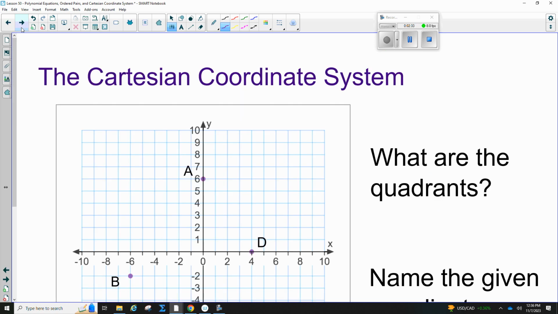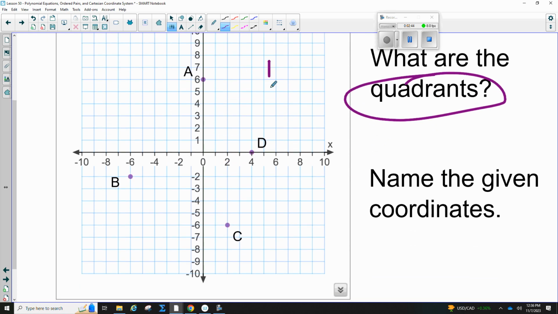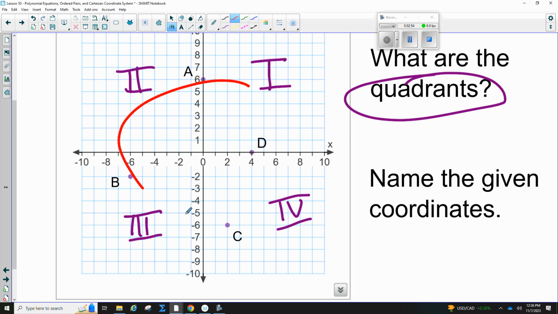Here's the Cartesian coordinate system. It's just your XY axes. That's all it is. What are the quadrants? Quadrants, that's splitting it into 4s. For some reason, we always write them with Roman numerals: 1, 2, 3, 4. Think of it as making a C. If you draw a C, then it always goes in the right order. So this is quadrant 1, positive, positive, quadrant 2, quadrant 3, quadrant 4. So think of it as making a C for quadrants.